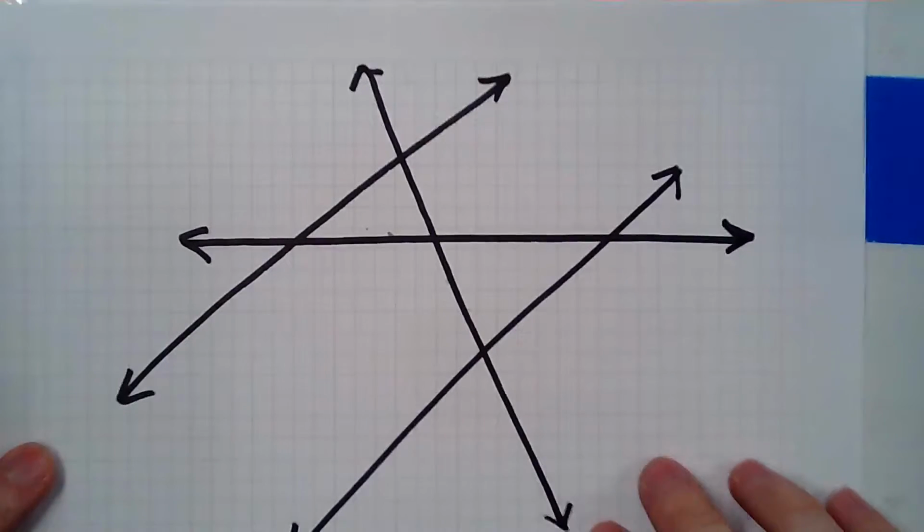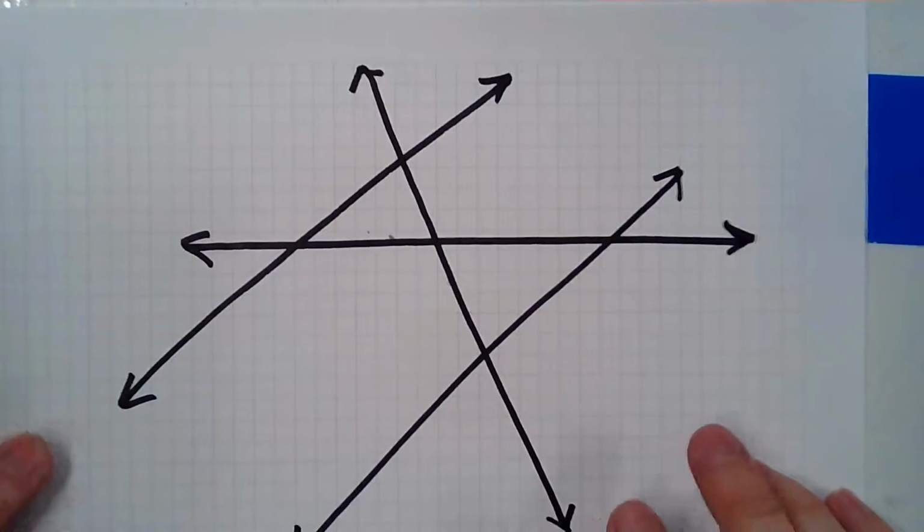Get a piece of paper out. Draw this. Go, go, go, go, go.